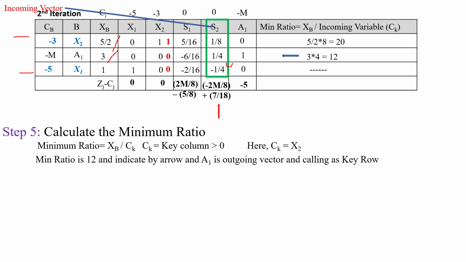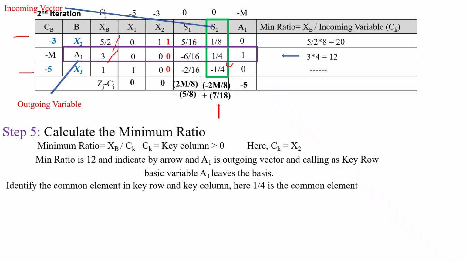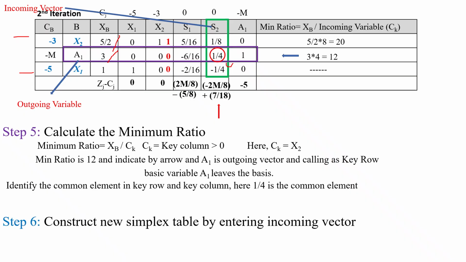And here A1 is the outgoing vector and it is called the key row. So here the A1 row is the key row and the A1 variable is leaving the basis. Next we have to identify the common element in the key row as well as the key column. So here 1 by 4 is the common element, that is, the key element is 1 by 4.